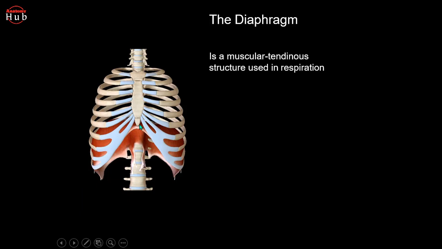parturition of the fetus. The diaphragm is pierced by many structures, notably the esophagus, aorta, and inferior vena cava, and is occasionally subject to herniation, or you can say rupture.